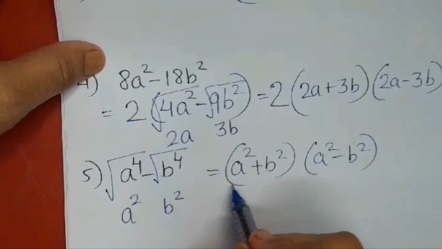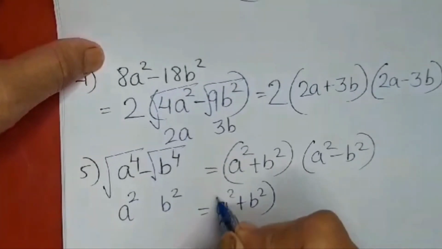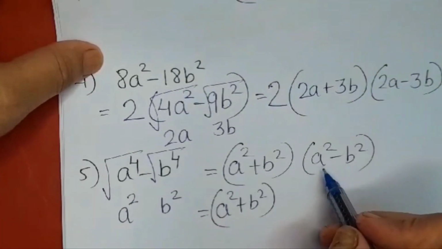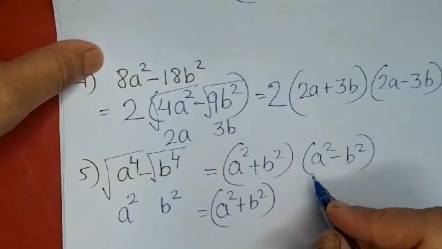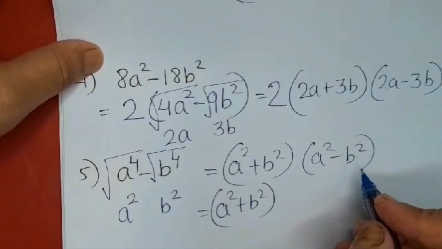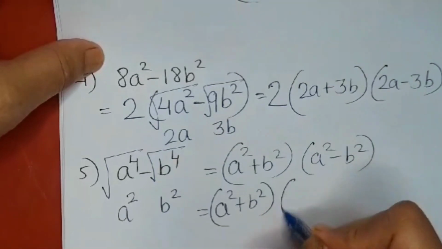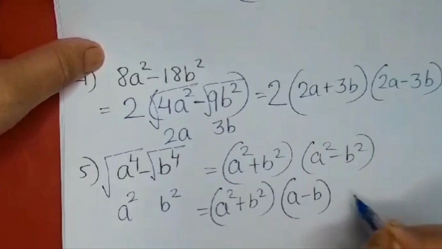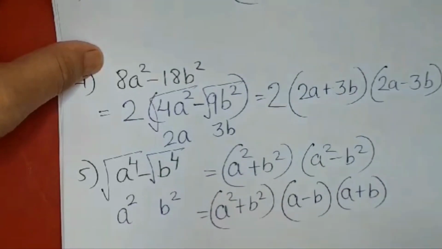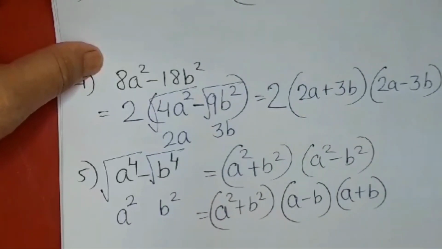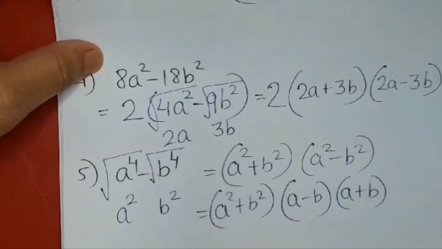Now we can't do anything for this a square plus b square, so it stays as it is. But here we observe that this is again in the form of difference of two perfect squares. So we have to take the square root and then write in the form of sum and difference. So here we get a minus b and a plus b. In this way, you can factor the polynomial which are having difference of two perfect squares.